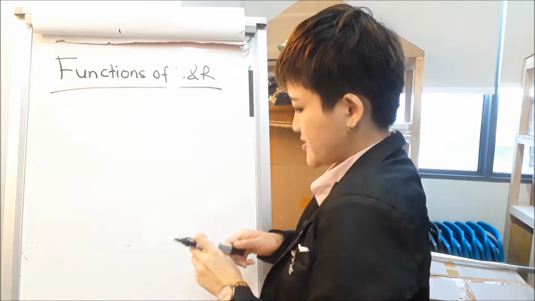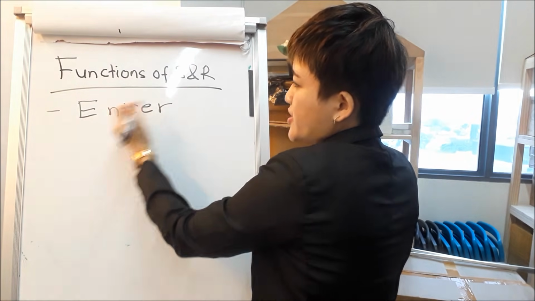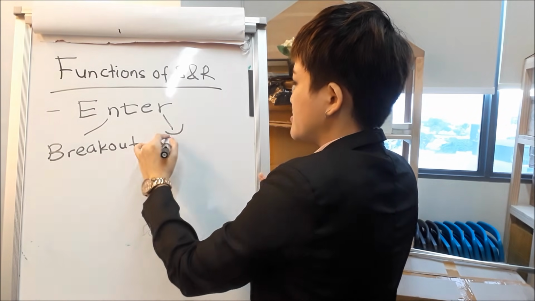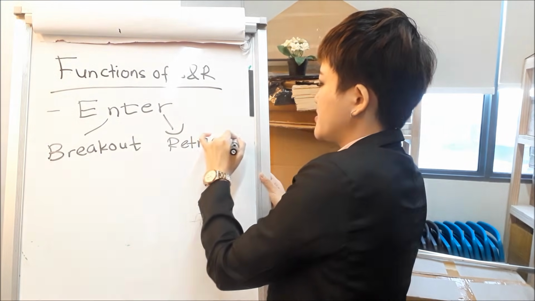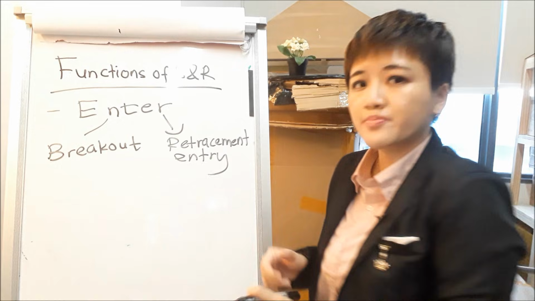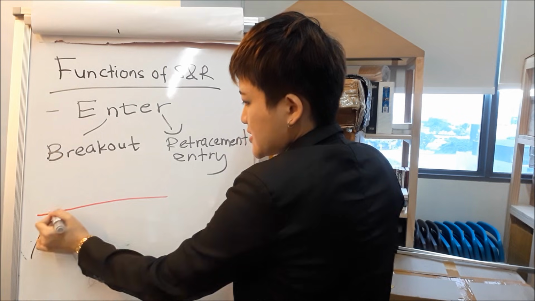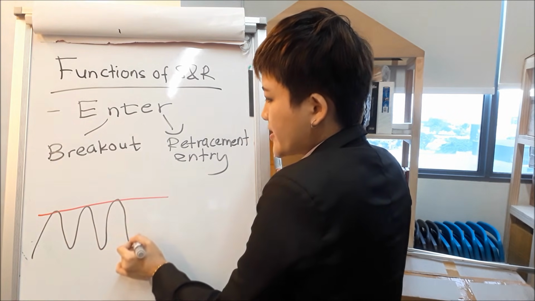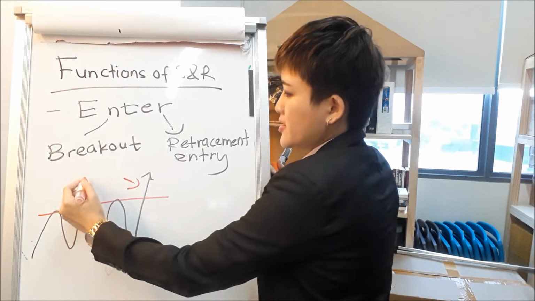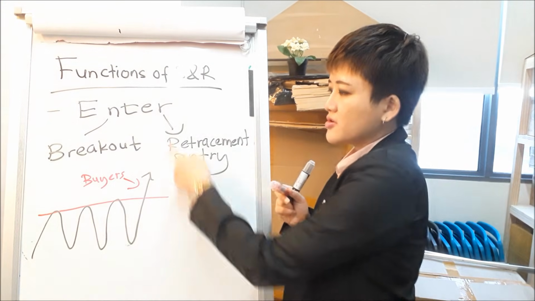So the functions of support resistance: you can use it, of course, to enter a trade, and you can enter based on a breakout, or you can enter on a retracement of the price. Some people call it the retracement entry. So the breakout, how does it work? Let's say you have a resistance over here. Price tests resistance a couple of times, and it breaks above the resistance. This will cause buyers to come in because they anticipate the price to continue to go up.